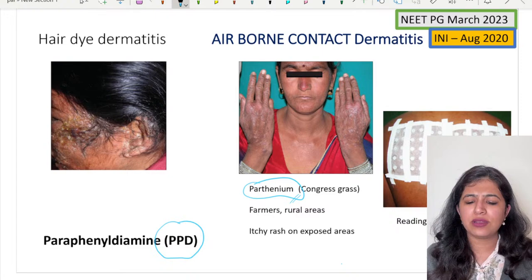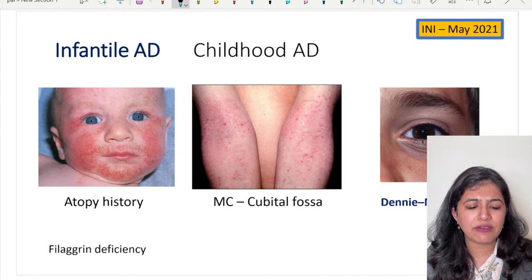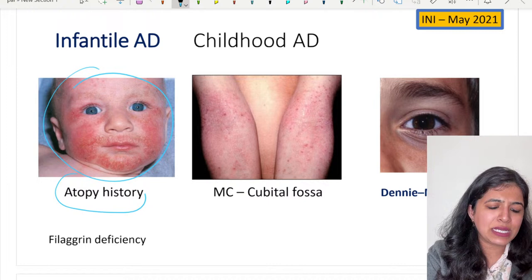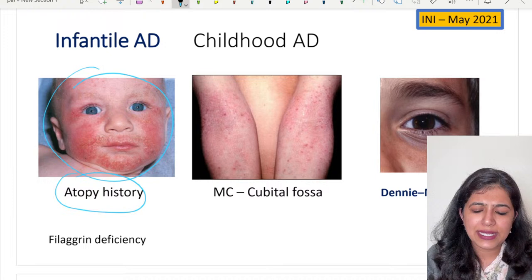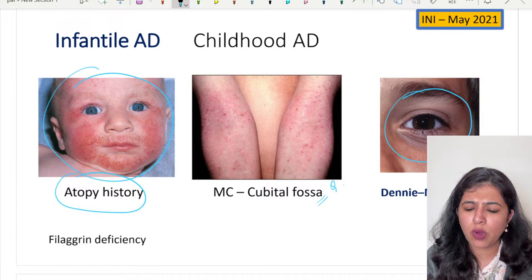Then we come to atopic dermatitis, which happens due to filaggrin deficiency. The image will mostly be of this baby with a rash on the face, and there will be a history of bronchial asthma in the mother. Diagnosis is atopic dermatitis. In childhood AD, the most common site is the cubital fossa. Then this is an image of Dennie-Morgan folds, where we see extra lines under the eyes of the patient.